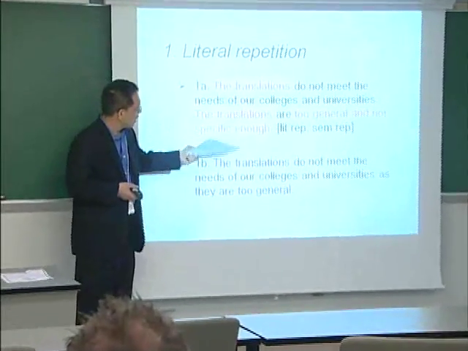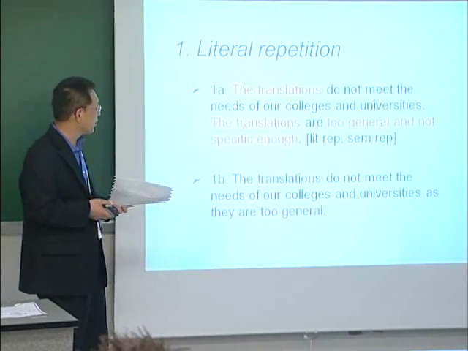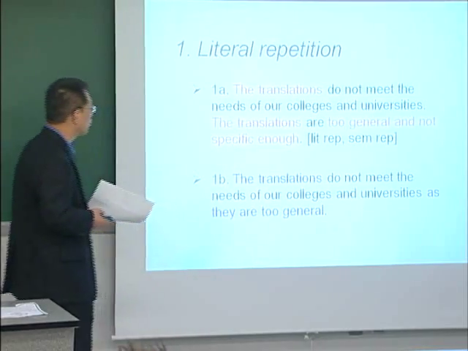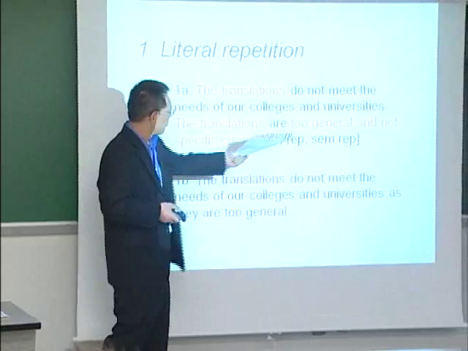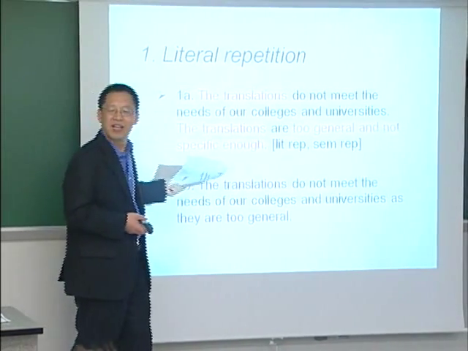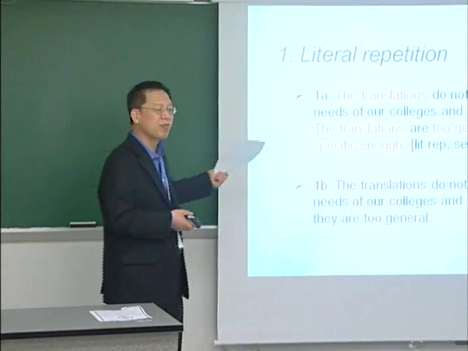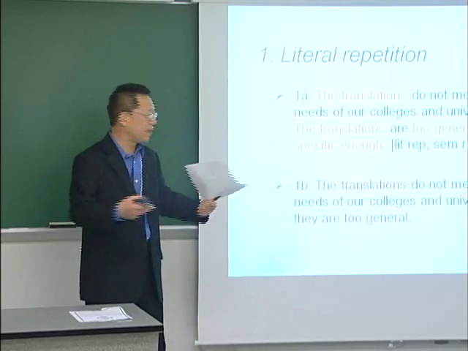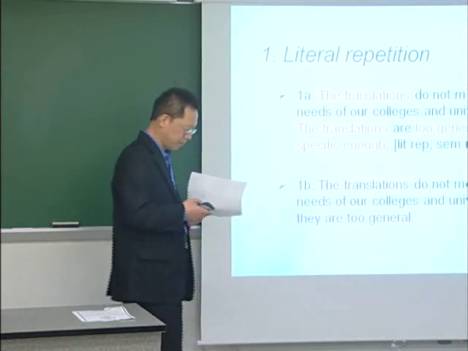So, with the literal repetition here, we needed to try to avoid the repetition. So instead of saying it twice, we said it one time. The translations do not meet the needs of our colleges and the students. And here, they are too general and not specific enough. The same idea, right? So it's semantic repetition, repeating the same meaning. Okay? So it has 2 problems. Simply say, as they are too general, and combine the 2 sentences into 1 complex sentence.